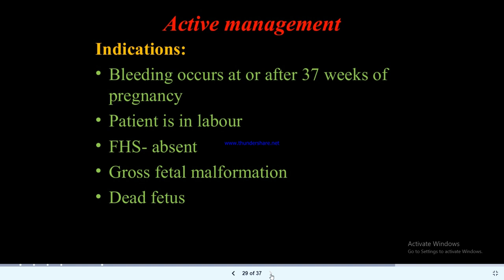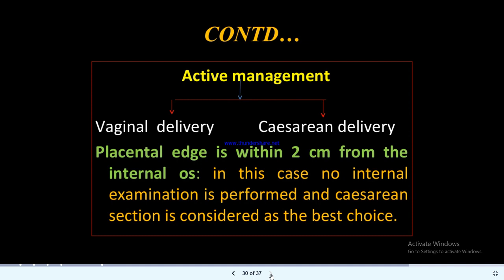Indications for active management: bleeding occurs at or after 37 weeks of pregnancy, the patient is in labor, fetal heart sound absent, gross fetal malformations, dead fetus. In active management, vaginal delivery is one option, and on the other hand, cesarean delivery is the option.